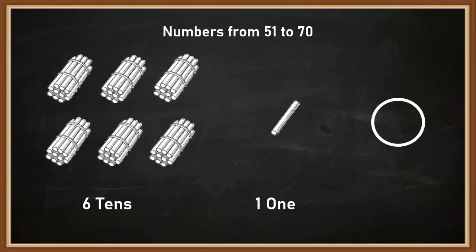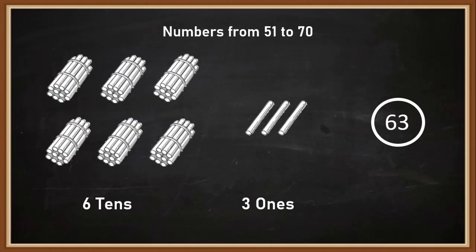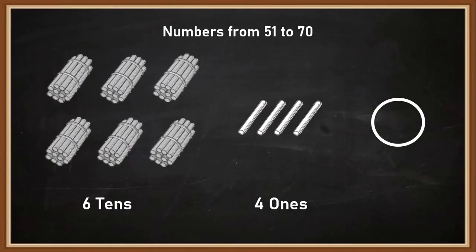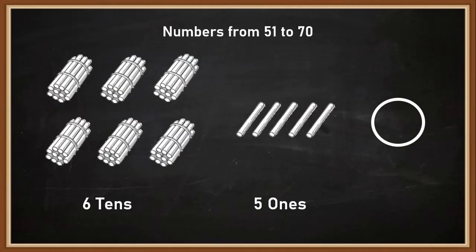6 tens and 1 one is 61. 6 tens and 2 ones is 62. 6 tens and 3 ones is 63. 6 tens and 4 ones is 64. 6 tens and 5 ones is 65.